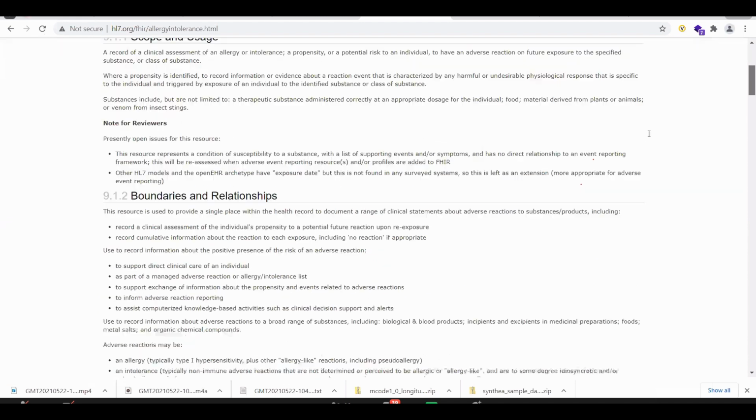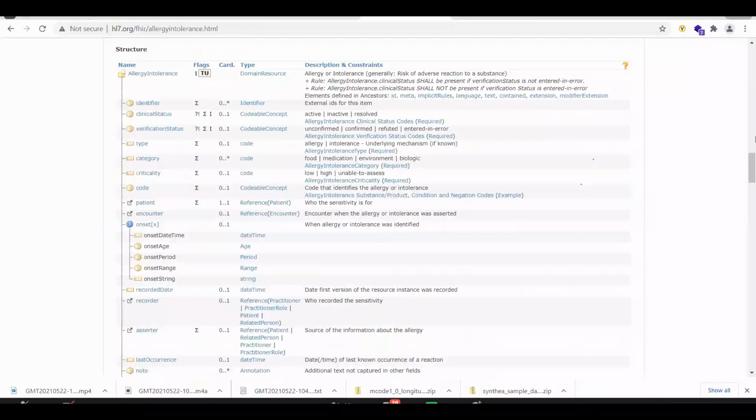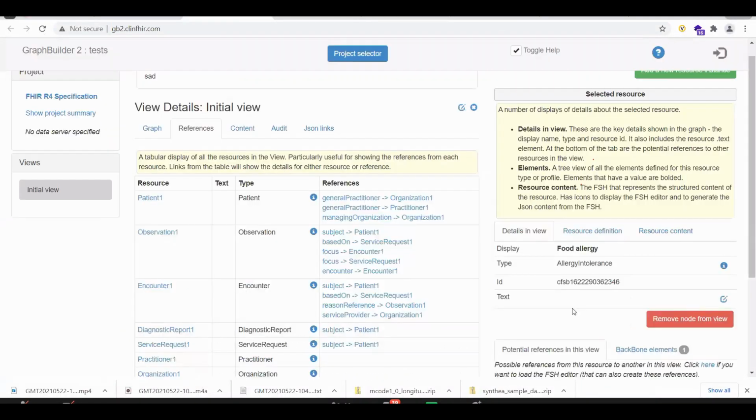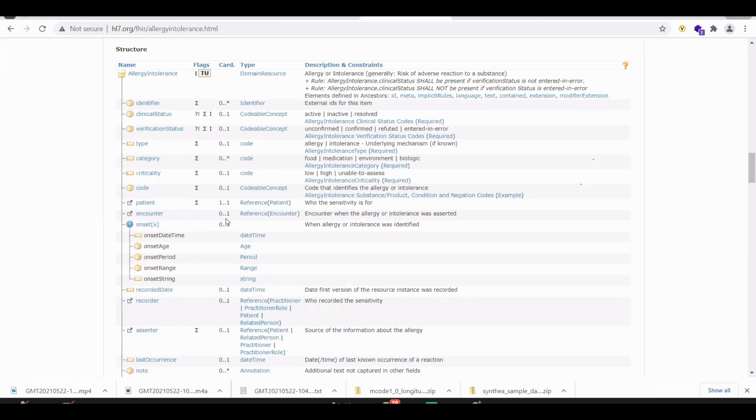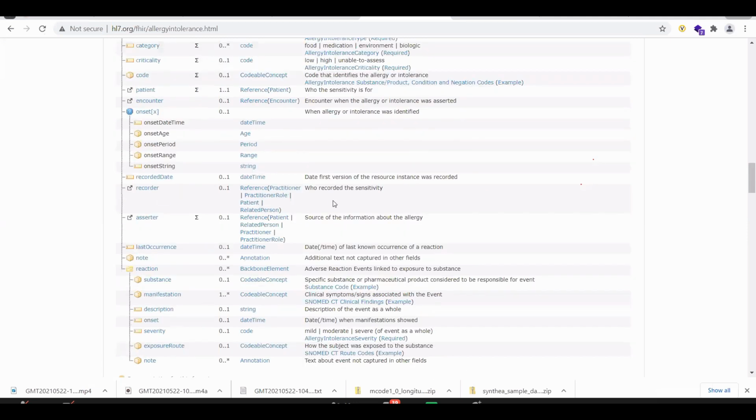If you see, the first reference that we had was, where did it go? Allergy encounter, right? So if you go here, you see encounter has a reference, patient has a reference, and recorder, who recorded this allergy, right? You can have a practitioner or a patient or related person, anyone who can say that this person has this allergy.